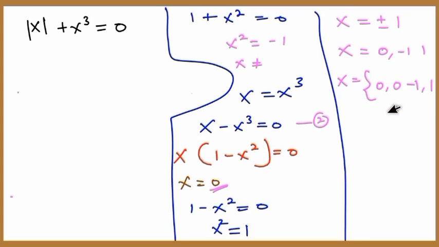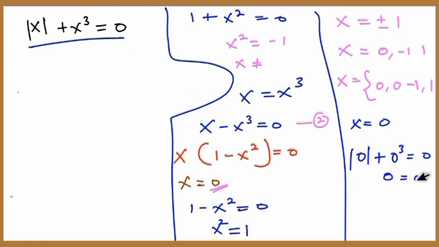So now I'll take x equals 0. So when x equals 0, when I put it into the main equation, I'll have absolute value of 0 plus 0 to the power 3 equals 0. So therefore, 0 equals 0. So this one is the true solution for this equation. So therefore, x equals 0.